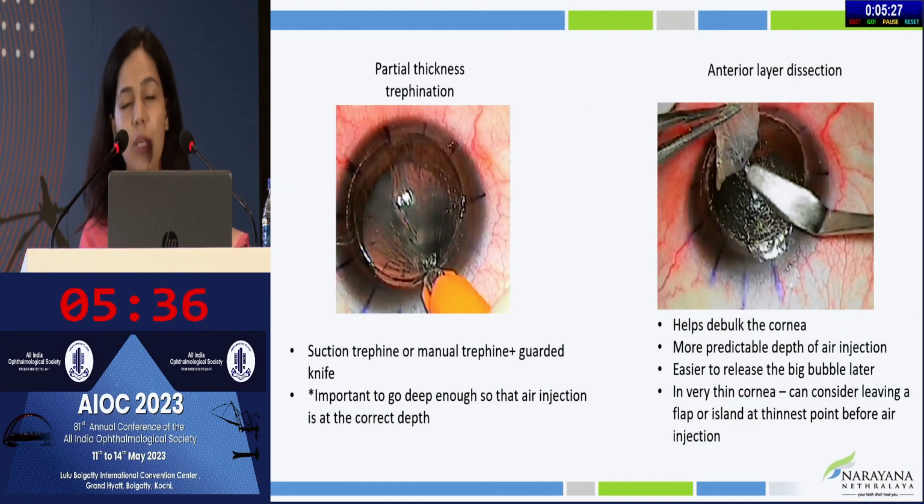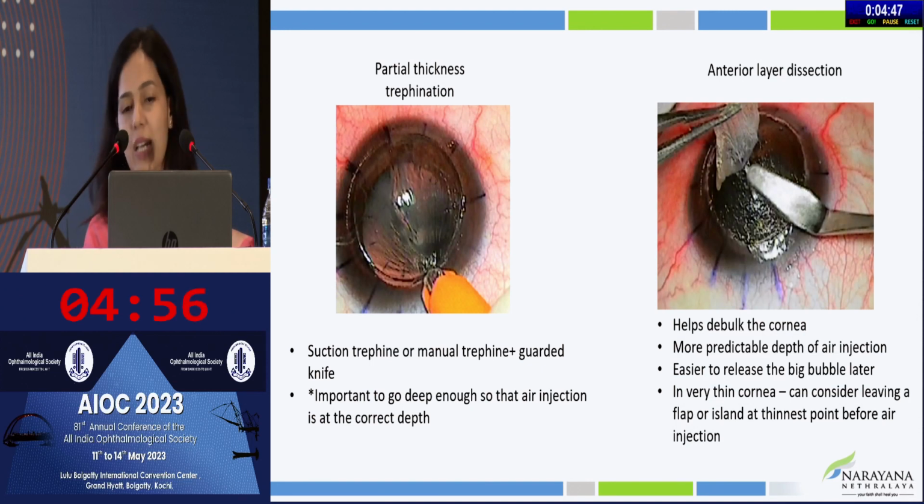The next thing which we come to is the partial thickness trephination. As I said, if you're using a suction trephine, then you have to measure pre-operatively and then use the trephination to mark. But what I do is use a handheld trephine followed by a guarded depth knife. Usually in keratoconus, no matter how thin it is in the center, the periphery will still be quite thick. So a 300 micron guarded knife is fairly deep enough. And it's important to go deep enough because that is a very, very important step to try and get the big bubble repeatedly, is that you have to go deep enough. And in our learning phase, we tend to go superficial from the fear that we will perforate.